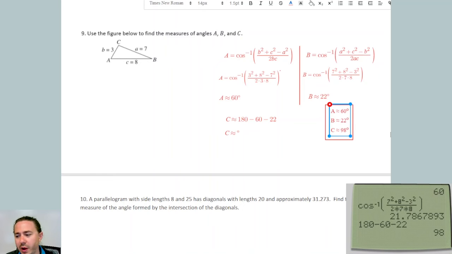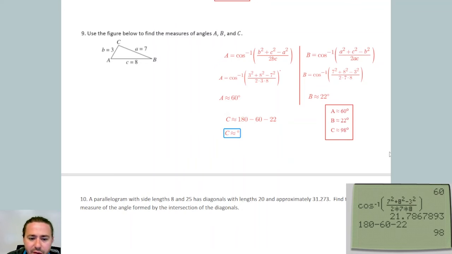So not quite a right triangle, but pretty close, almost 90. Yeah, this is almost a 30, 60, 90, but it's a little off. And you could tell pretty easily that it's not going to be a right triangle because the Pythagorean theorem fails: 3 squared plus 7 squared is not 8 squared. Okay, so there we go. There's A, B, and C for number 9.